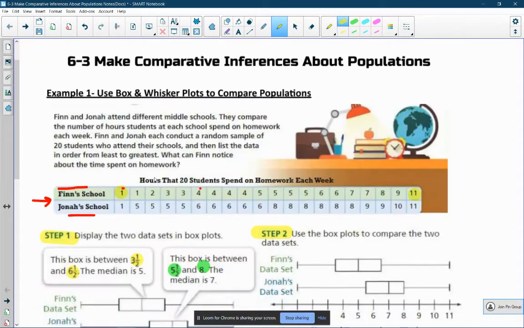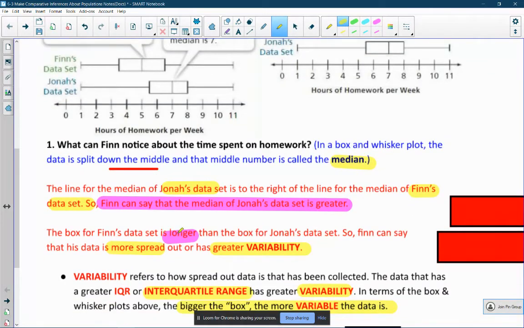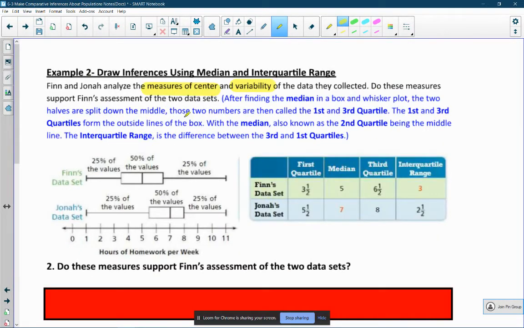So if we go back to 1, we said that Finn's data had greater variability, and he said that the median of Jonah's set is greater. So let's go back. So we want to know, do these measures, so using a median and measures of center, which we will get into, does it support Finn's assessment of the two data sets? So in the blue, I wrote a couple things here.